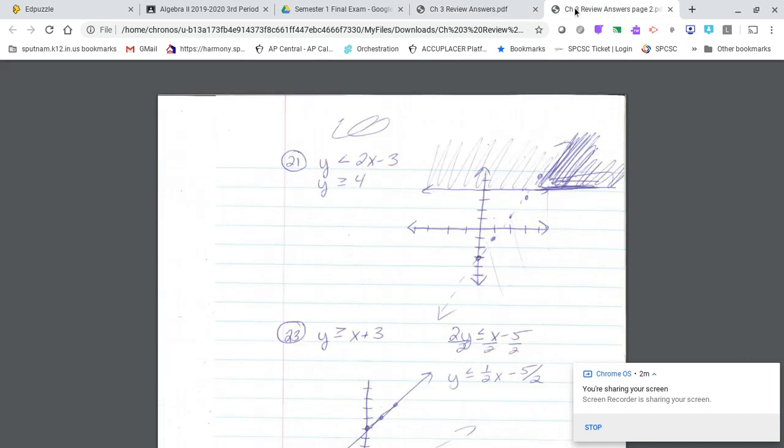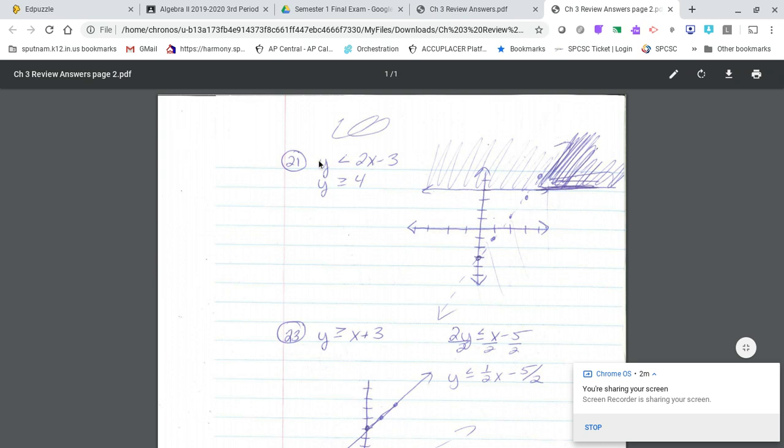I think my page 2 is on a different one, so I'm going to skip over here. 21, inequalities, solving a system of inequalities. Remember that you just graph both of them, and then you find where the shading overlaps. You can see my shading is light here, but where the shading overlaps is right here. Make sure you pay attention whether it's dotted lines or solid lines.